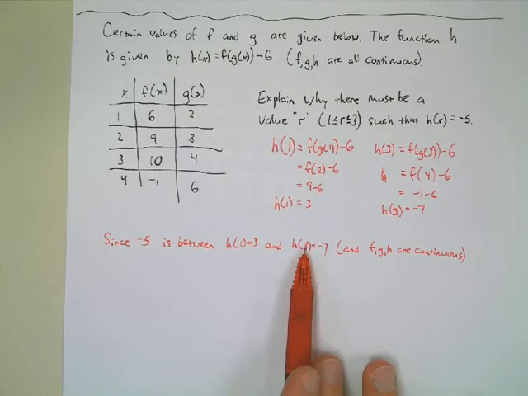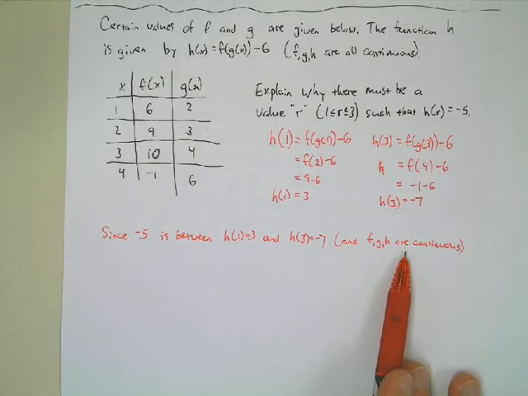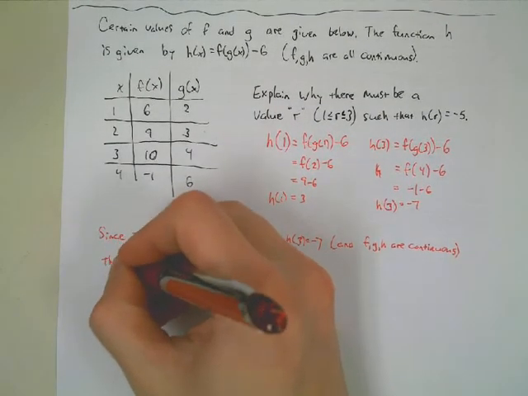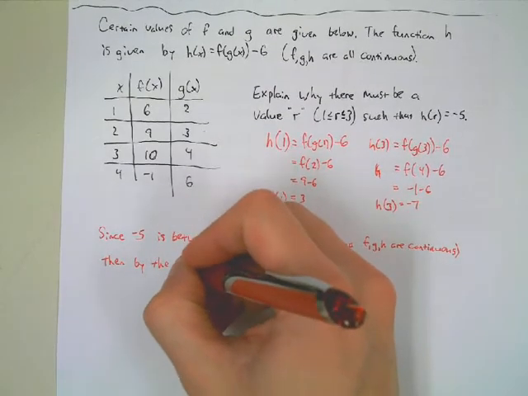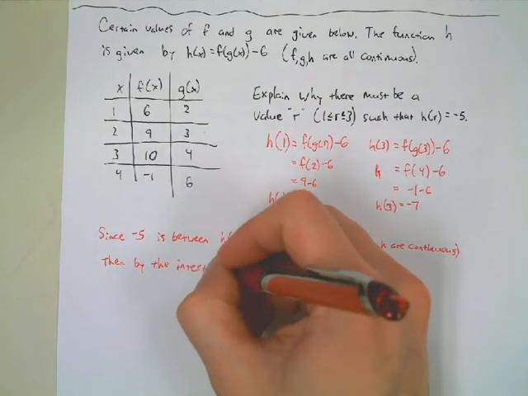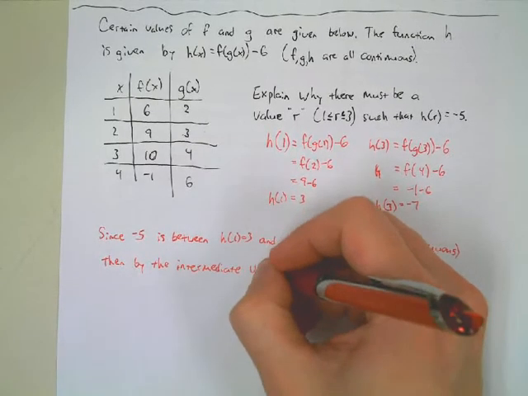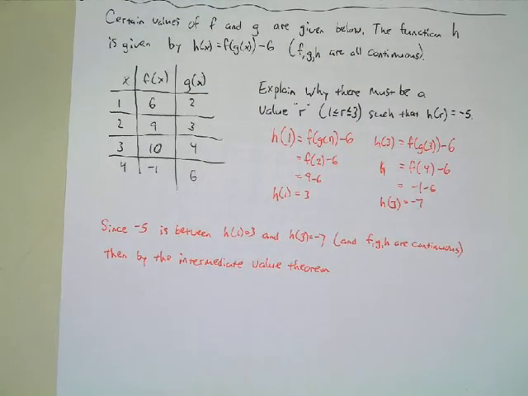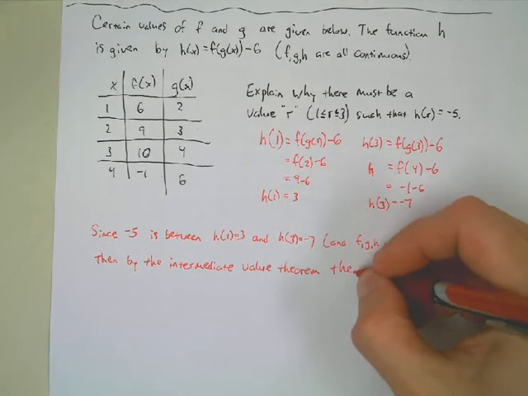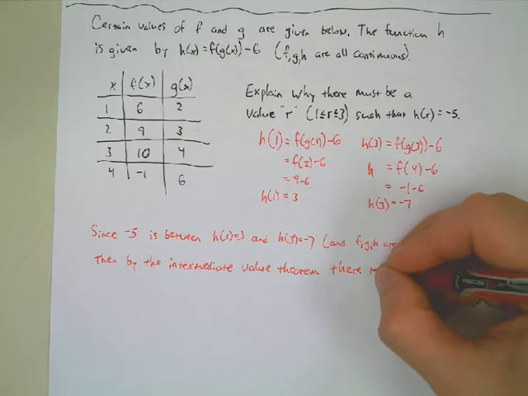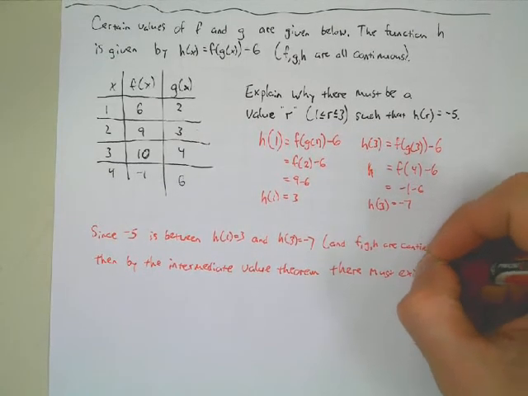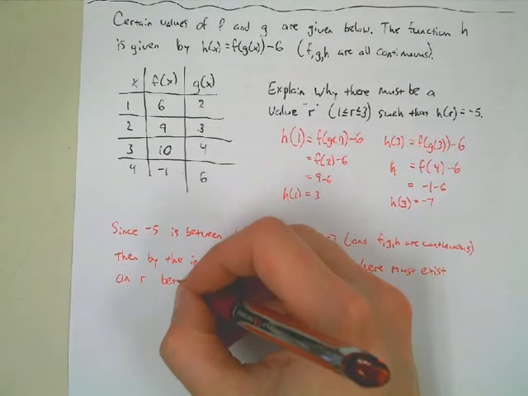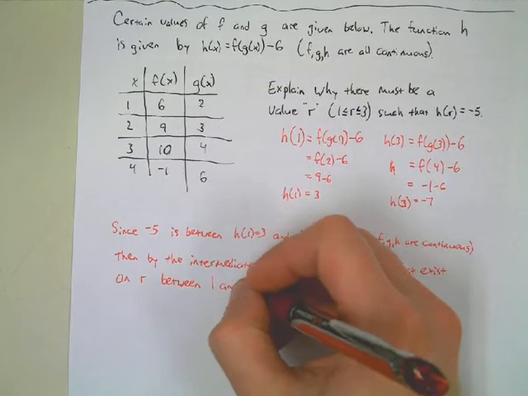Then, by the intermediate value theorem, since we've checked off those necessary things, we can say by the intermediate value theorem, and I would not abbreviate that in an explanation, just because I'm not sure the graders will be okay with that, there must exist an r between 1 and 3 such that h of r equals -5. Whoops, -5.